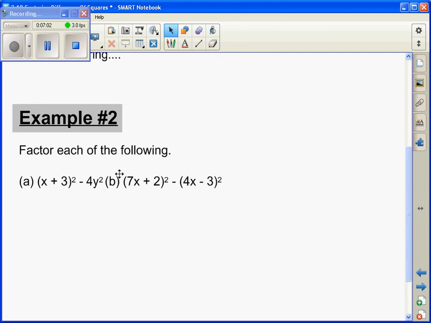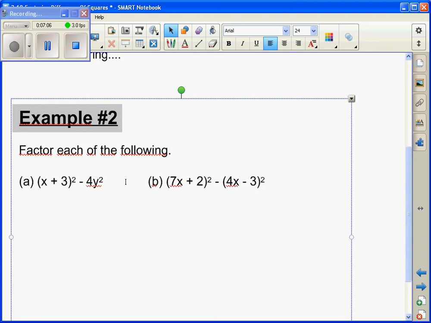So with question A, let me just space these out a little bit better. But with question A, we've got x plus 3 squared minus 4y squared. So in theory, x plus 3 squared is a perfect square because, well, it's squared, right? We know that the square root is the opposite of squaring. So the square root of x plus 3 squared would just be x plus 3.